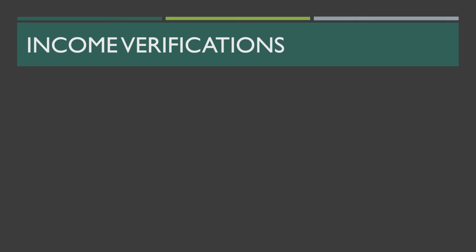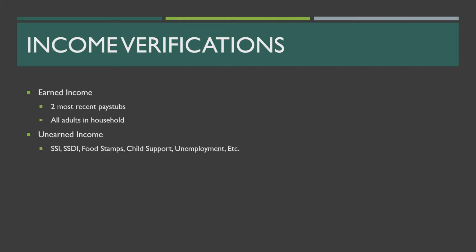When submitting income verifications, they can come in a couple of forms. First, there is earned income. This is the income you would receive from employment. You must provide your 2 most recent pay stubs, or if newly hired, an offer letter from your employer. All adults in the household must supply proof of their earned income.